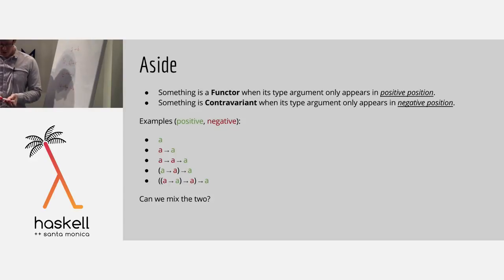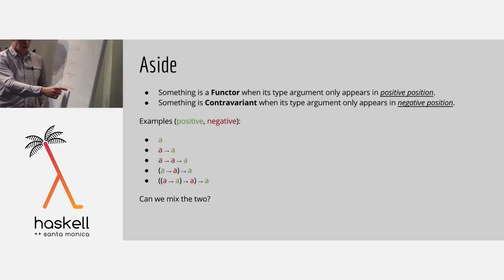I don't think we need to go into too much detail on this, just trying to build an intuition. So the point is, I said this was positive and this was positive, so this one was negative. So, for example, you can build a functor for this because every A appears in a positive position. There's one A here that's positive, and there's one here that's positive.